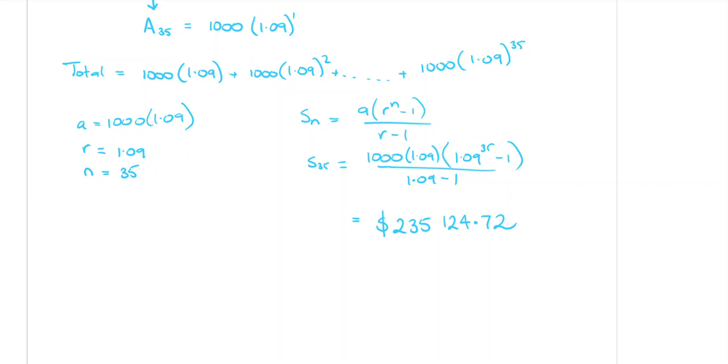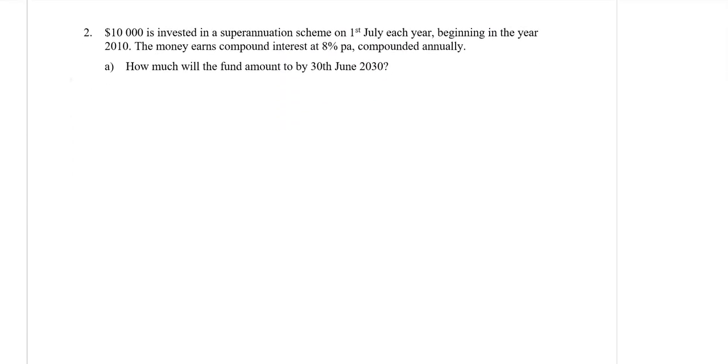Let's do another one. Question 2. $10,000 this time is invested in a superannuation scheme on the 1st of July each year, beginning in the year 2010. The money earns interest compounded at 8%. So this is our amount of money, we have our interest rate over here, compounded annually. How much will the fund amount to by the 30th of June in 2030?